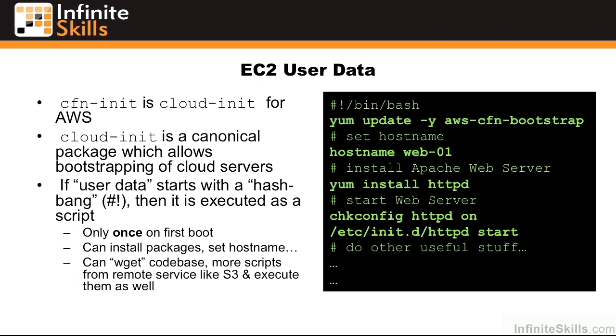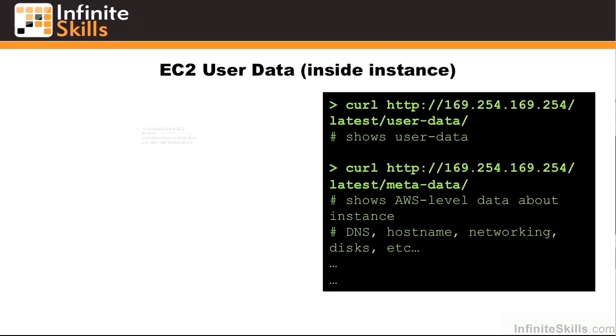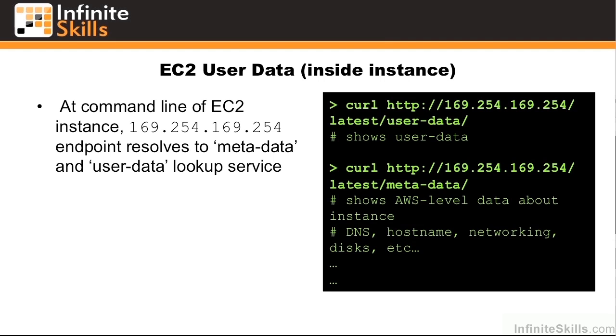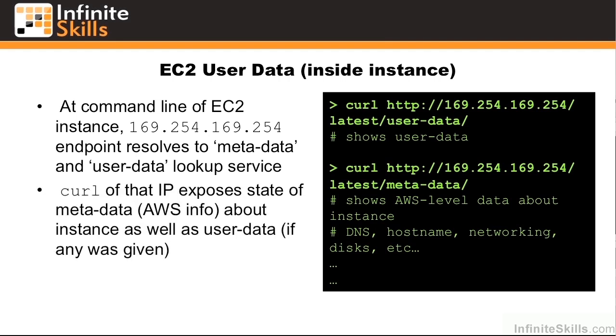Here you see in this user data, we're first updating some packages with yum, so we must be on CentOS. We're setting the host name to web01, we're installing Apache Web Server, and we're starting the Apache Web Server. We could continue doing other additional stuff. You can access user data from inside the instance via this 169.254.169.254 endpoint. If you run a curl of http://169.254.169.254/latest/user-data from inside your EC2 instance on the terminal, it's going to show you all the information you have loaded in user data.